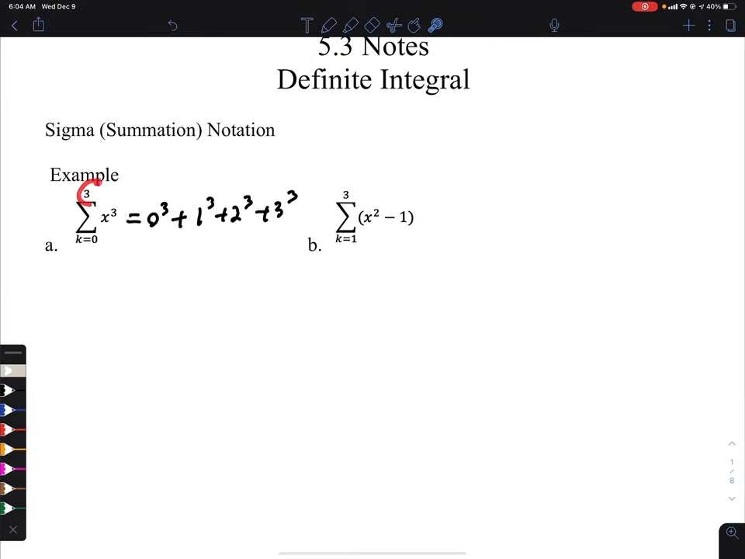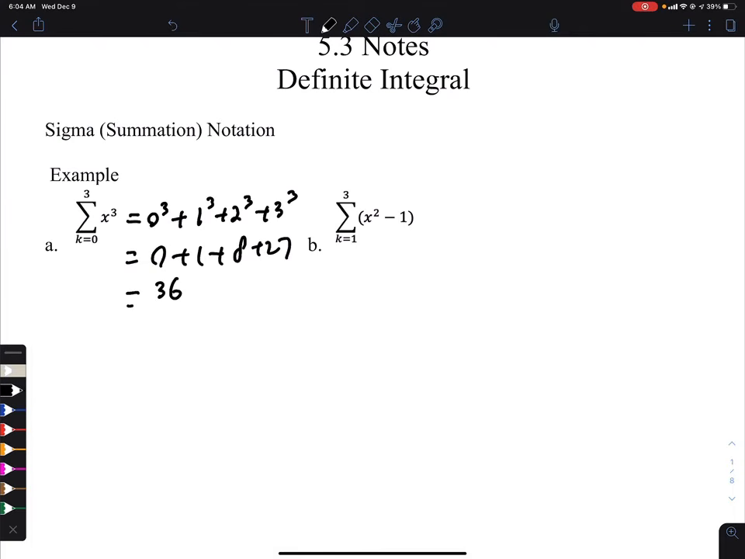Now, this number here is the last number you plug in when you stop. It's not the number of terms, but the actual number you plug in. 27, 28, 36. Hopefully that's right.